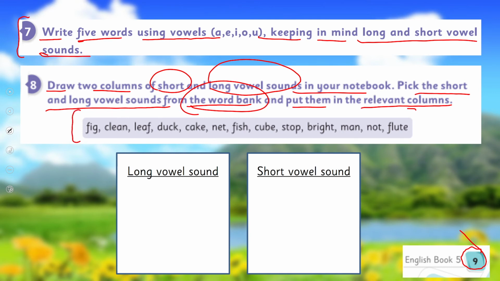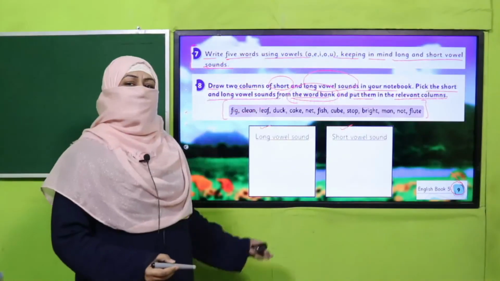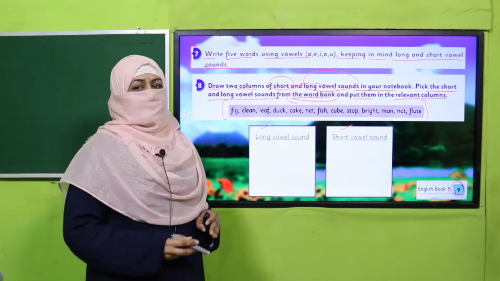You will pronounce the word. If it has long vowel sound, it will come here. For short vowel sound, it will come here. Draw 2 columns in your notebook and enjoy these 2 questions in your notebook.